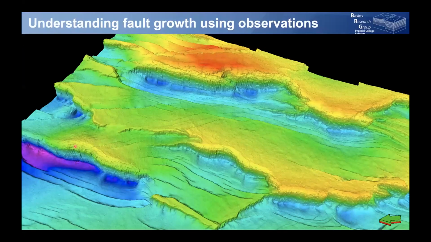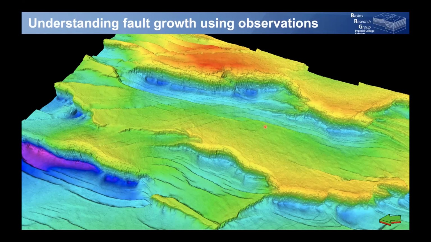So I thought I'd show you a quick example of what this looks like for all you modelers out there. This is off the northwest shelf of Australia. The length is approximately 40 kilometers. And what we've done is we've mapped this seismic volume to reveal the fault geometry.